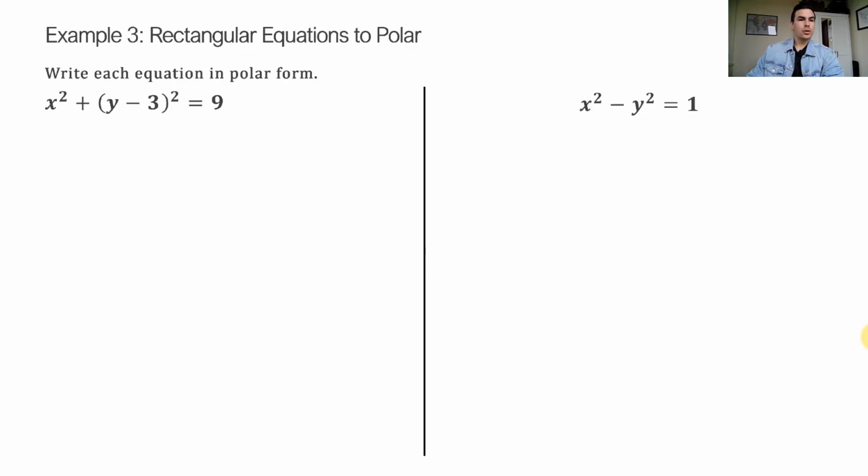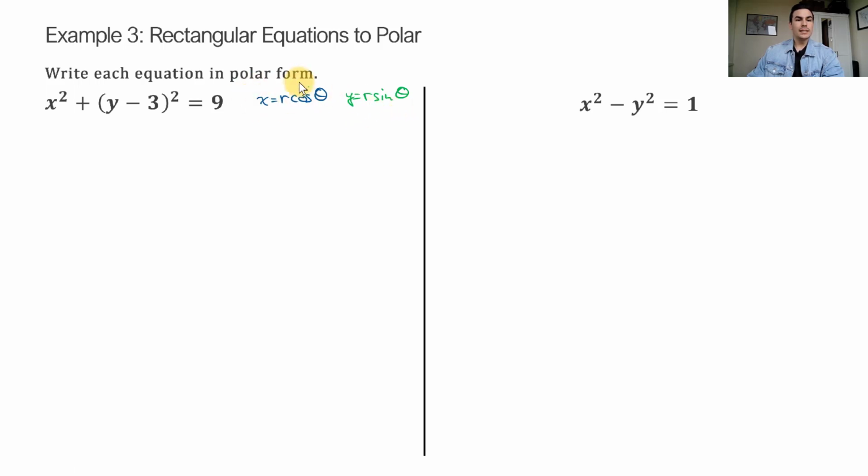Alrighty, so that was coordinates. Now let's take a look at equations, going from rectangular to polar. Write each equation in polar form, and then we're going to identify what type of curve we're dealing with. Hopefully we can already see from previous units what this curve is going to be. But let's go ahead and write this in polar form first. I know that all my x values are r cosine theta, and all my y values are going to be r sine theta, right?